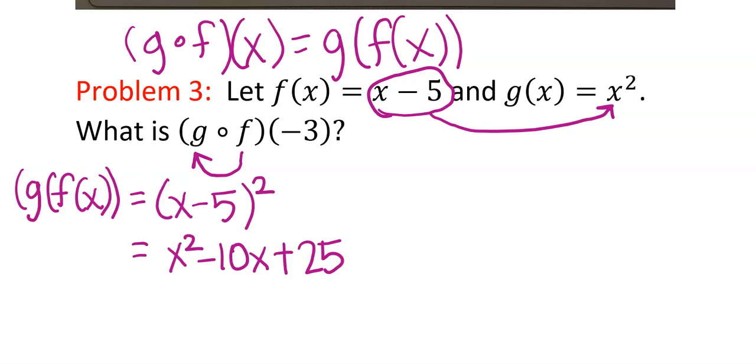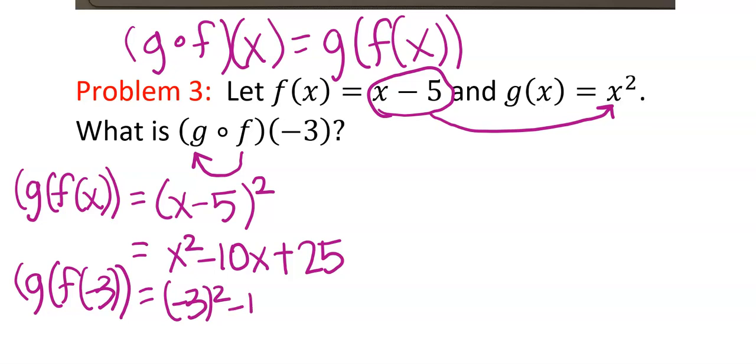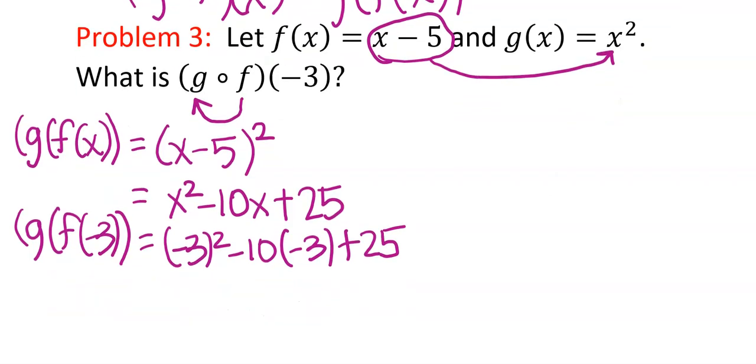Now this one tells us that we need to plug in a -3. So I get -3 squared minus 10 times -3 plus 25. So I found the general thing first, and then I'm just going to plug in my number. So that is 9 plus 30 plus 25, which is 64.